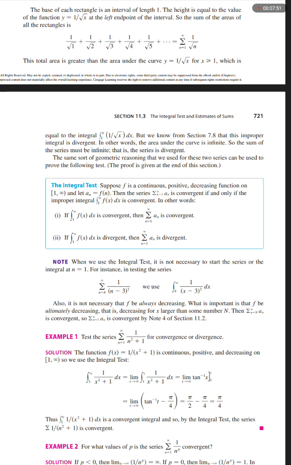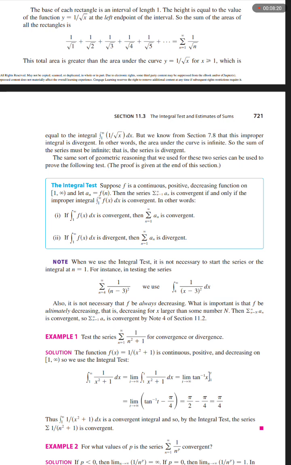Note, when we use the integral test, it is not necessary to start the series or the integral at n equals 1. For instance, in testing the series, the sum from n equals 4 to infinity of 1 over (n minus 3) squared, we use the integral from 4 to infinity of 1 over (x minus 3) squared dx.